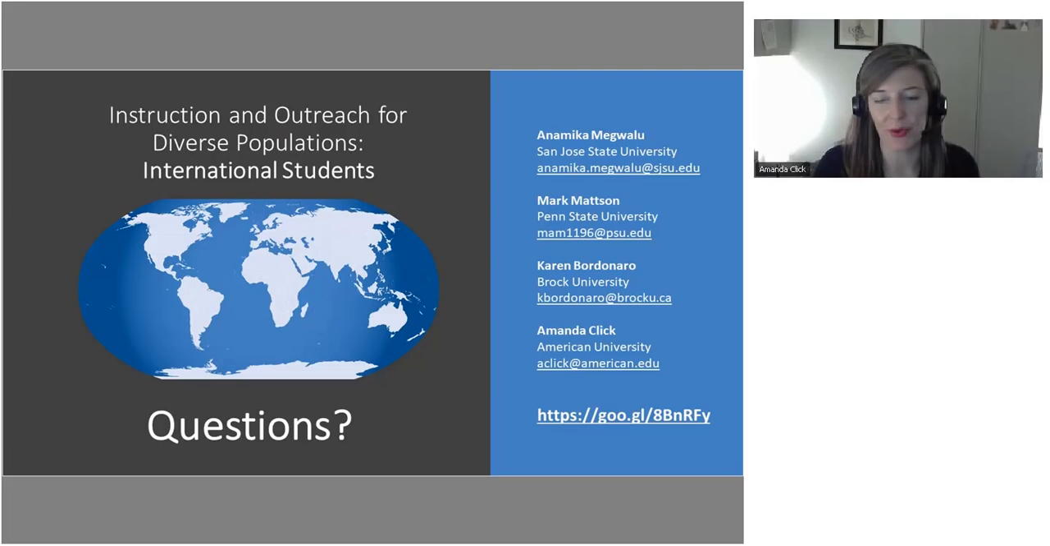That Google link in the bottom right corner is to a Google Doc. It's a list of resources. So some of them are specific to our speakers, things that they have created, and some of them are more general resources, research about international students in academic libraries, including the Instruction for Diverse Populations Committee bibliography that we maintain, and there is a section there on international students as well.